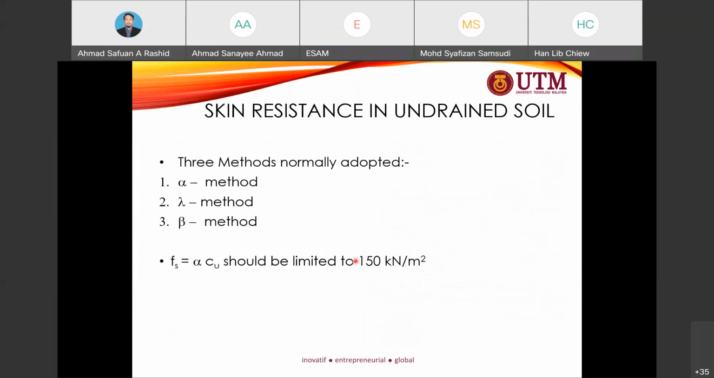For the skin resistance in undrained soil, three methods are normally adopted, which are alpha, lambda and beta methods. For the alpha method, the value should be limited to 150 kilonewton per meter square.